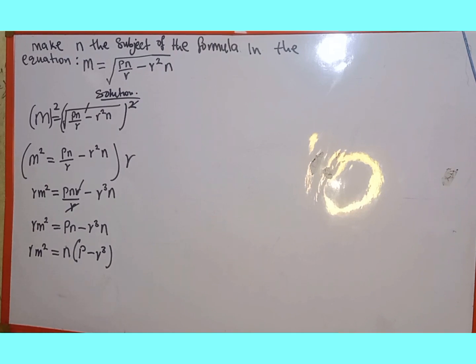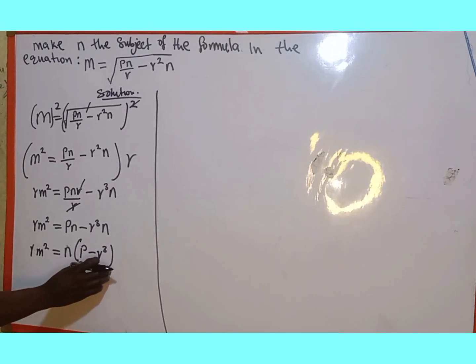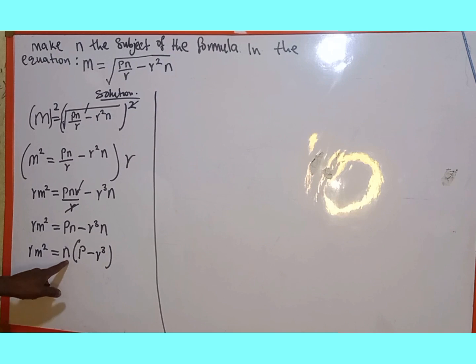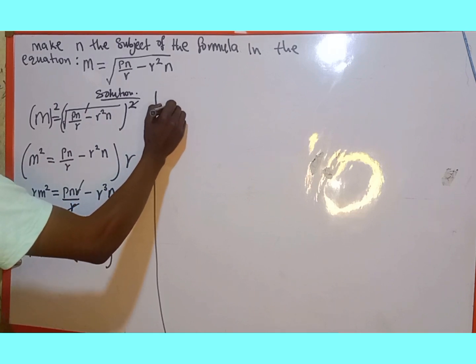Now the next thing we are going to do is to make n the subject of the formula. Remember from the question we are asked to make n the subject of the formula. So how are we going to do it? We need to eliminate this p minus r cubed, and remember this p minus r cubed is the coefficient of n. Now we divide through by the coefficient of n, and the coefficient of n is p minus r cubed.